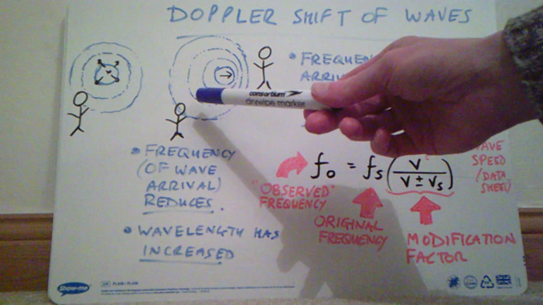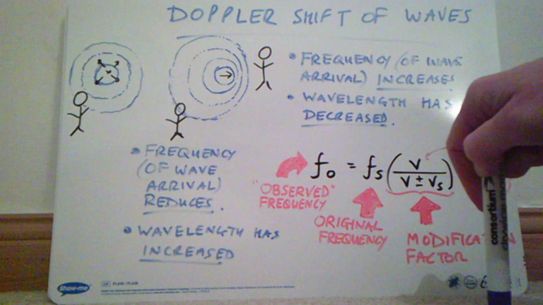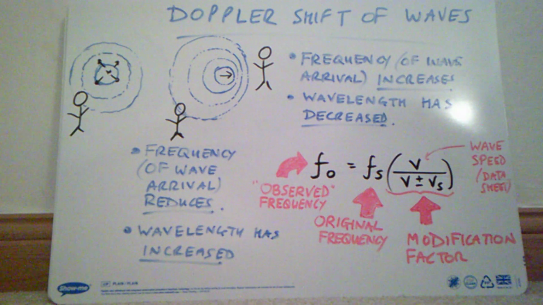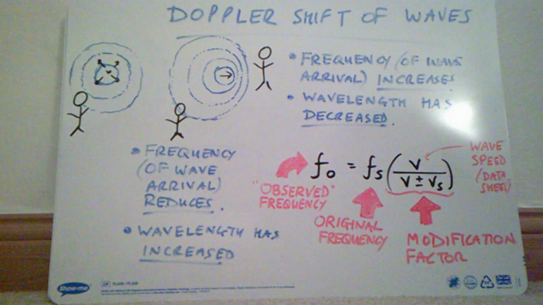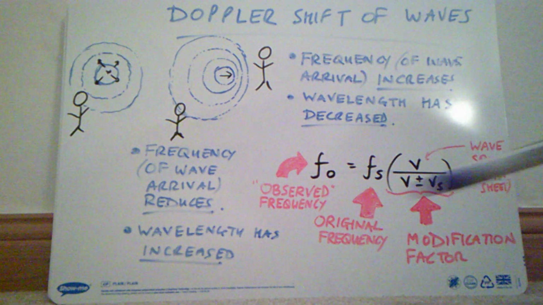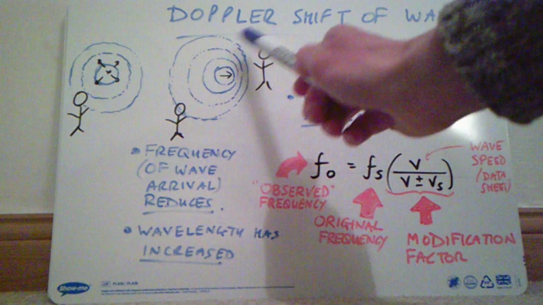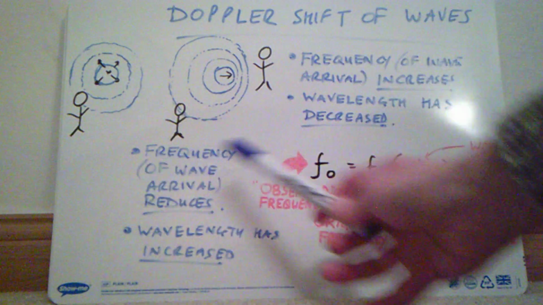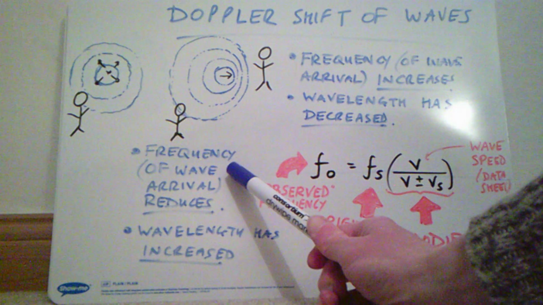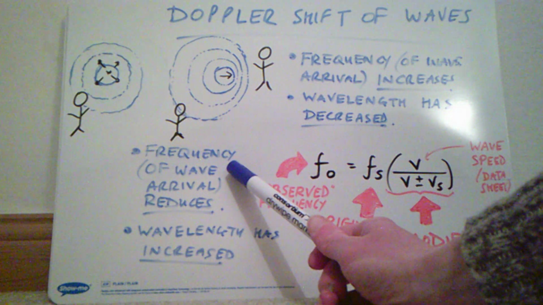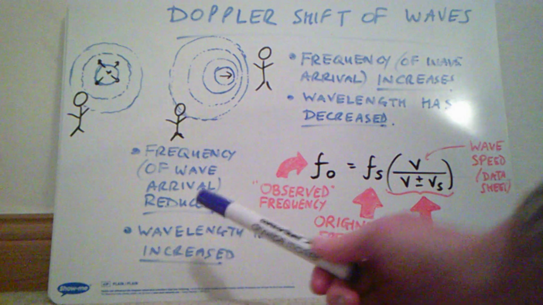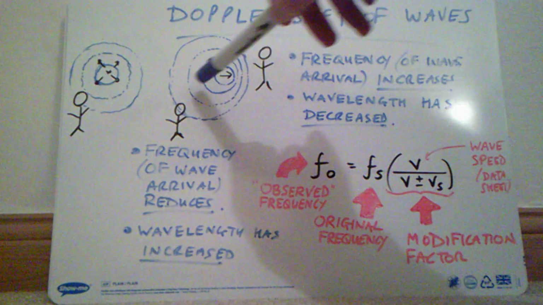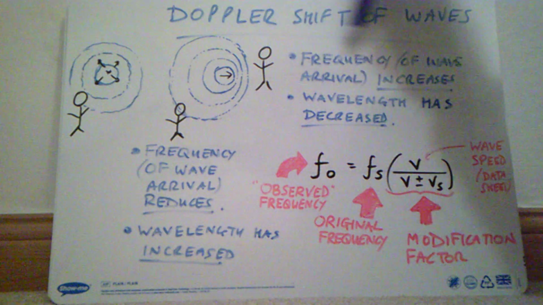The time interval between each wave coming back to you gets longer and longer, so the frequency is getting less. Well, if you think about a wave vibrating, if the frequency is getting less, then the wavelength is increasing. So if the source of waves is moving away from you, the waves coming back to you arrive with a reduced frequency and an increased wavelength.